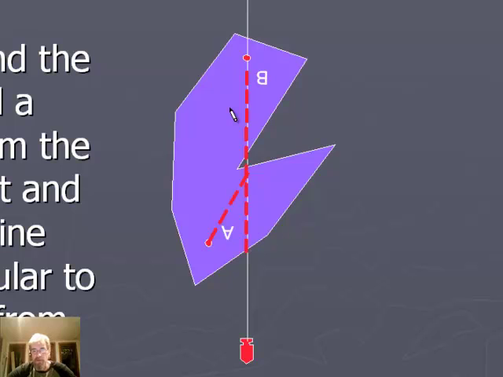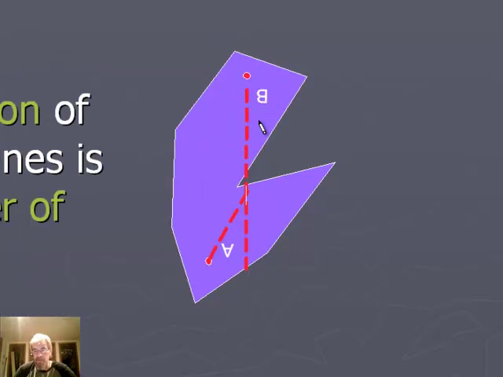Then move to your other point and do the same thing. You hang your line from point B here, and your plumb bob goes straight down, and the object rotates so that it's hanging straight down. So you redraw that line. Where those two lines intersect, right there, that is your center of gravity for this object.